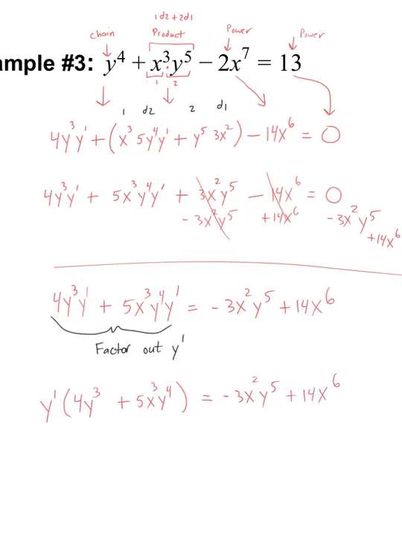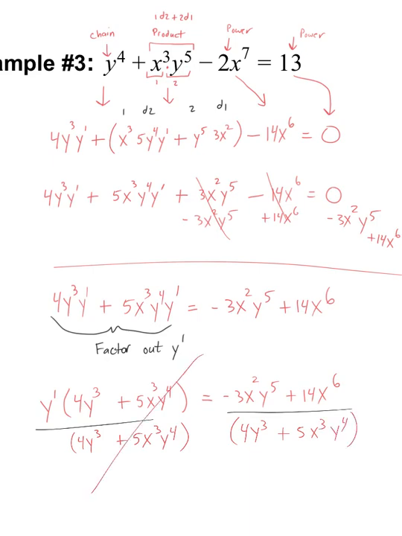Okay, finally, the last step is we need to get y prime by itself. So to get rid of this big mess, we just divide. We divide both sides by 4y cubed plus 5x to the third y to the fourth. And again, the same thing on this side, 4y cubed plus 5x to the third y to the fourth. Okay, these cancel out, and y prime is equal to this. And there is your big, long, messy derivative. You could factor it, but we're not going to do that.